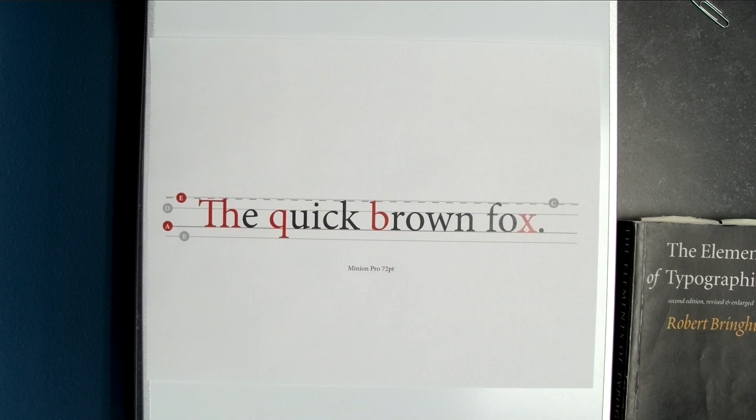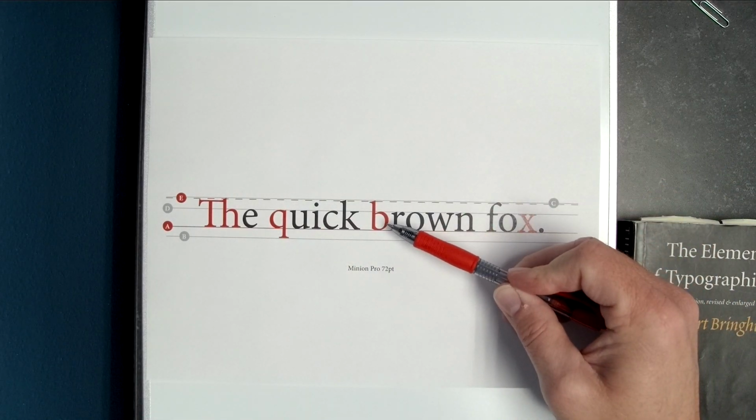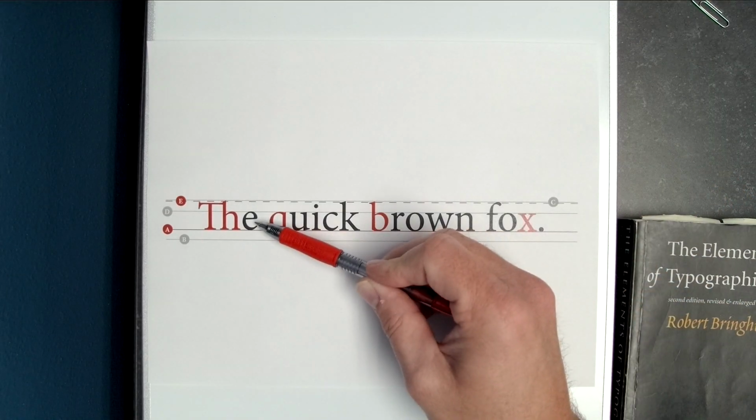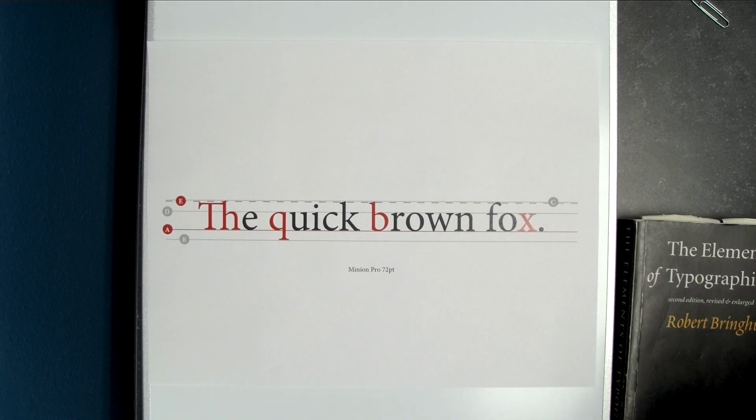Now, I'm not going to necessarily talk about things, for instance, like the bowls that you would find in the lowercase q or the lowercase b, or the O's. I'm not going to be talking about things like the I and the E. That's not the type of anatomy that I'm really interested in today.